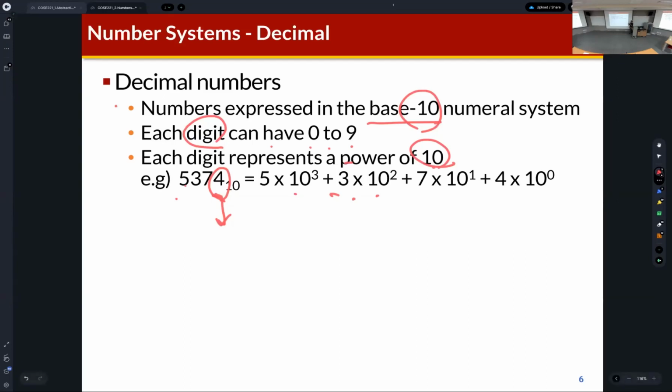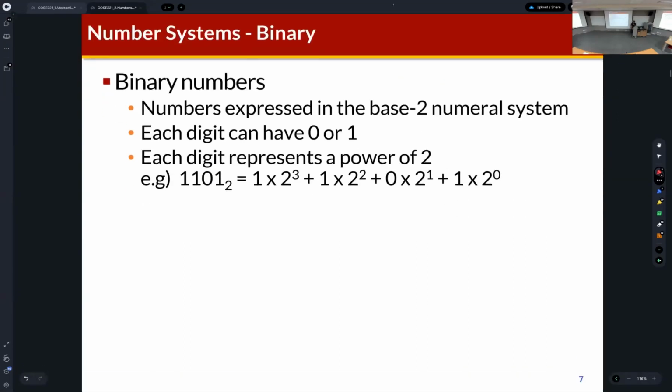That is the decimal number system. Then what is the binary? It's simple. In the binary number system, numbers are expressed in base 2, which means that each digit can have only 0 or 1, only 2 values. In the decimal number system, each digit can have 0 to 9, so 10 different levels. But in the binary number system, each digit can have only 2 values, 1 and 0.